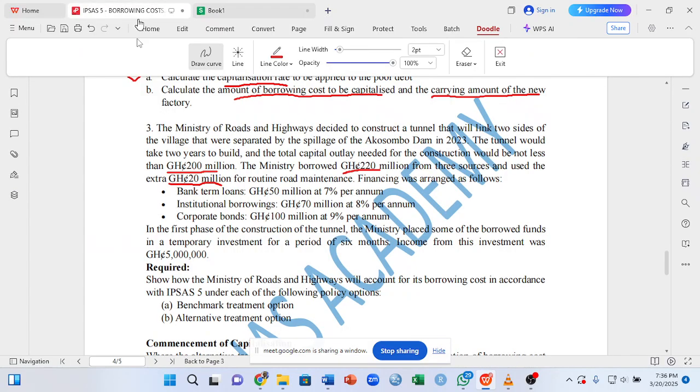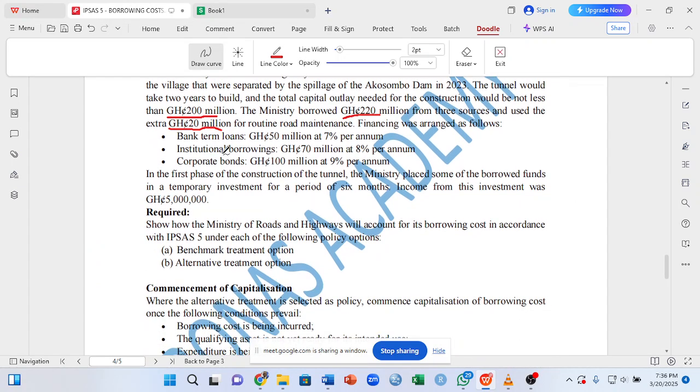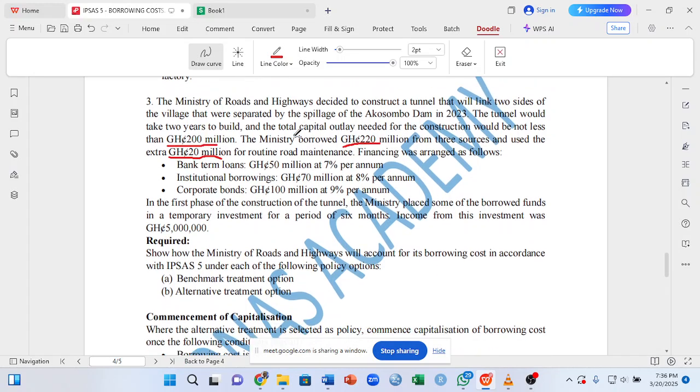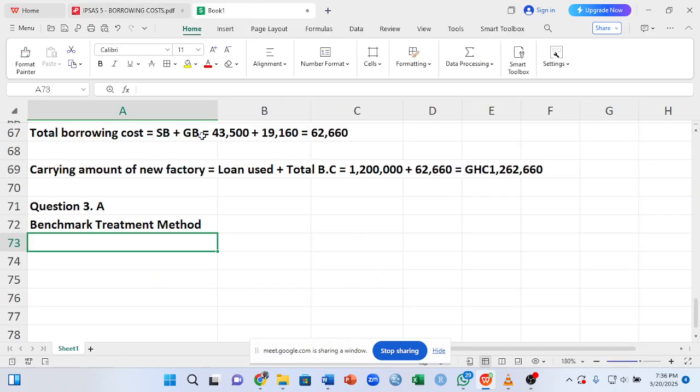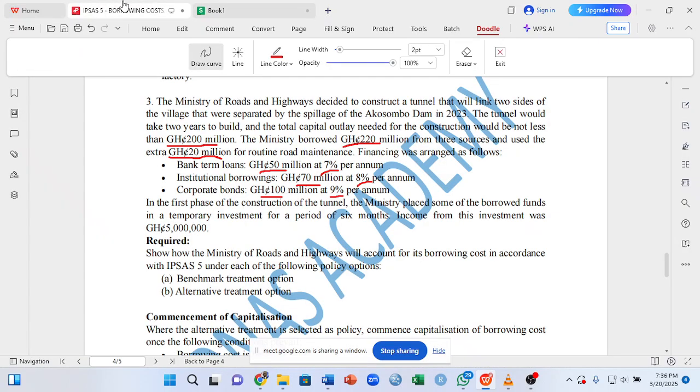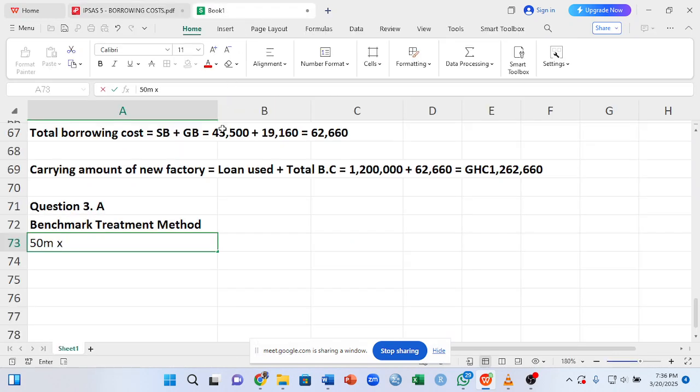So we'll calculate the borrowing costs. We'll pick each of the loan facilities and multiply the percentage by it. That's what we do. The first one will be 50 million times 7%. Next one, 70 million times 8%. Next, 100 million times 9%. So let's do that. The first one is 50 million times 7%.